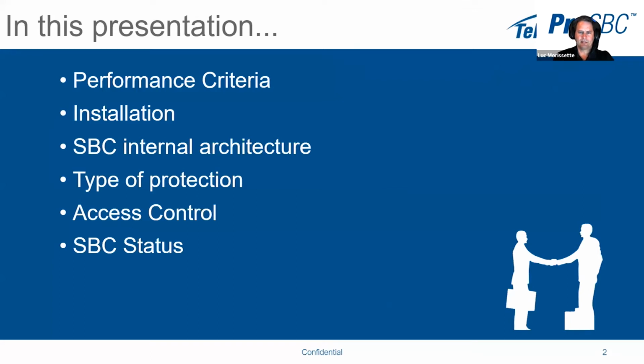Then I talk about the SBC internal architecture, so that allows you to understand better how it works, and if you need to troubleshoot something, you will understand how it works. I will talk about the type of protections you get on the SBC and how they work. Access control list that you have on the systems, and SBC status, how to get the SBC status.